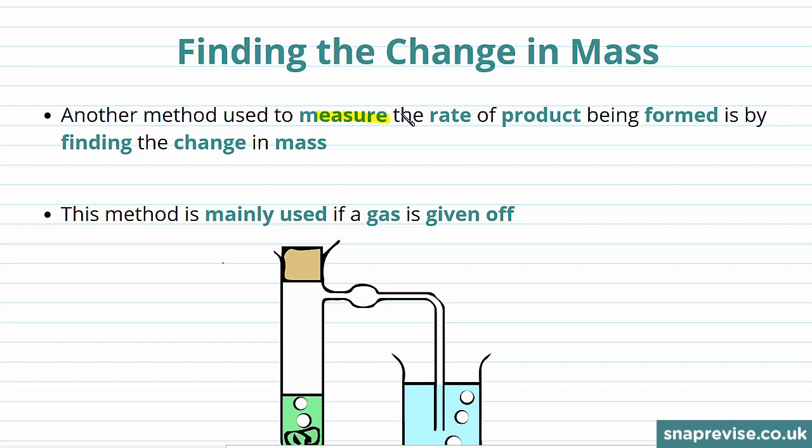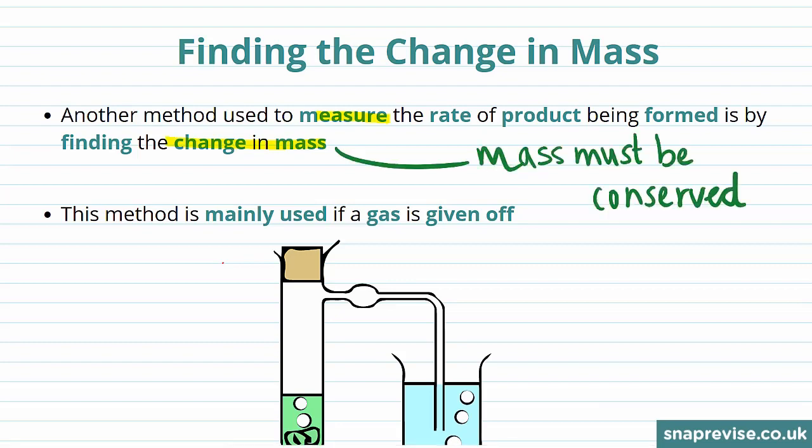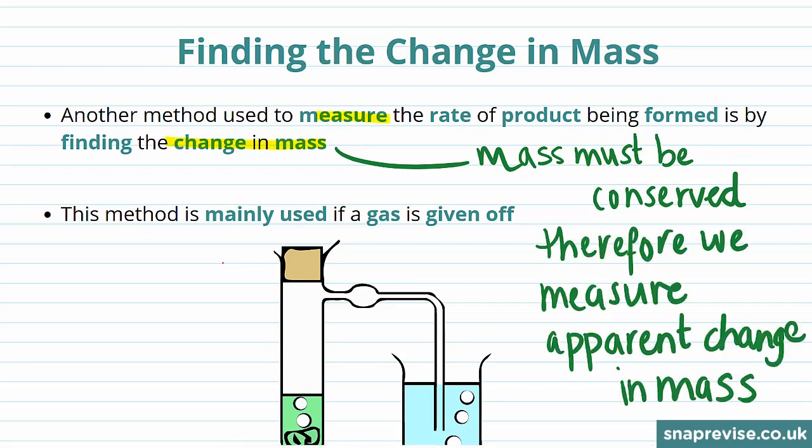An improved method for measuring the rate of product being formed is to find the change in mass. From the conservation of mass, we know that mass must actually be conserved during a reaction. So what we're measuring in a change of mass experiment is actually an apparent change in mass. This occurs in reactions where a gas is given off.